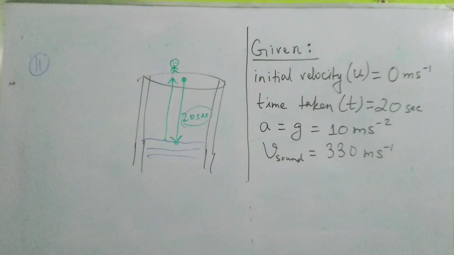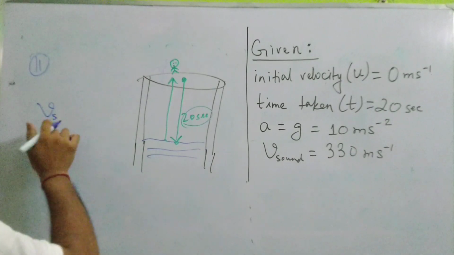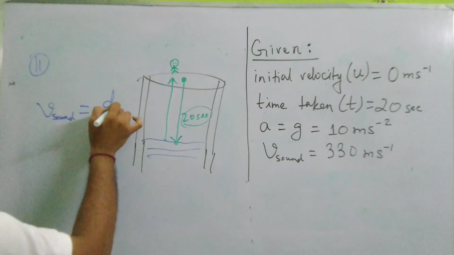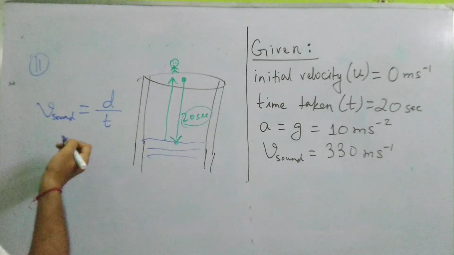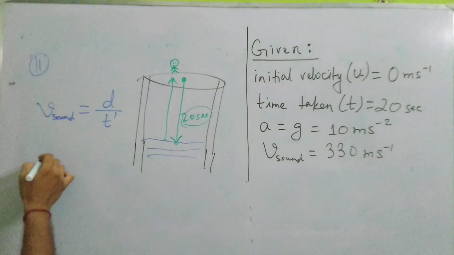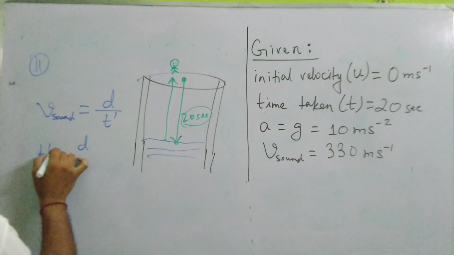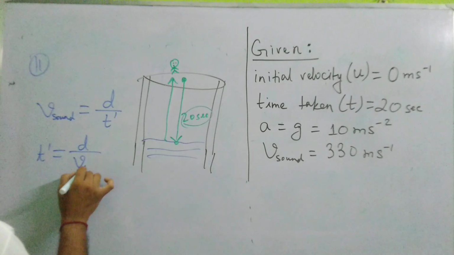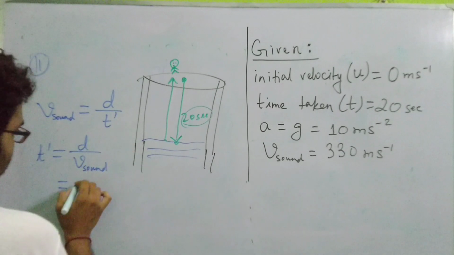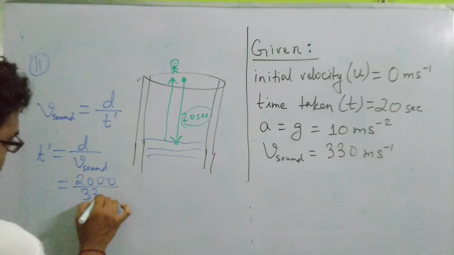Fine. So we know that speed of sound is nothing but distance traveled by the sound divided by the time taken. So the time taken by the sound to reach the mouth of the well, T dash, will be equal to the depth of the well divided by the velocity of the sound. Now, the depth of the well is how much? As we have already seen, it's 2000 meters, divided by the speed of sound, which is 330 meters per second.